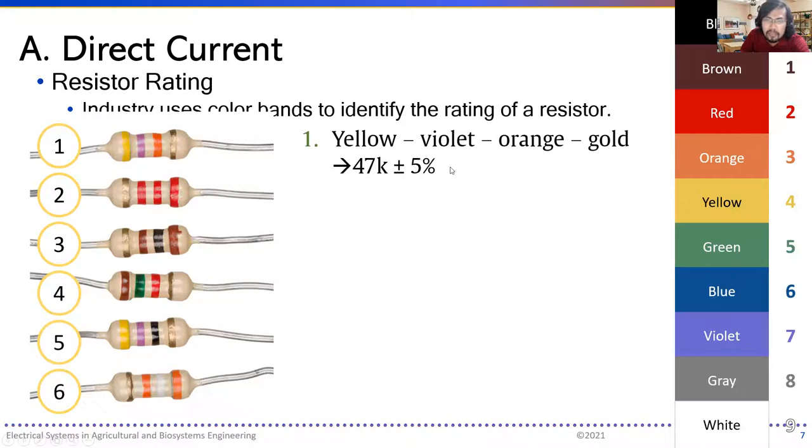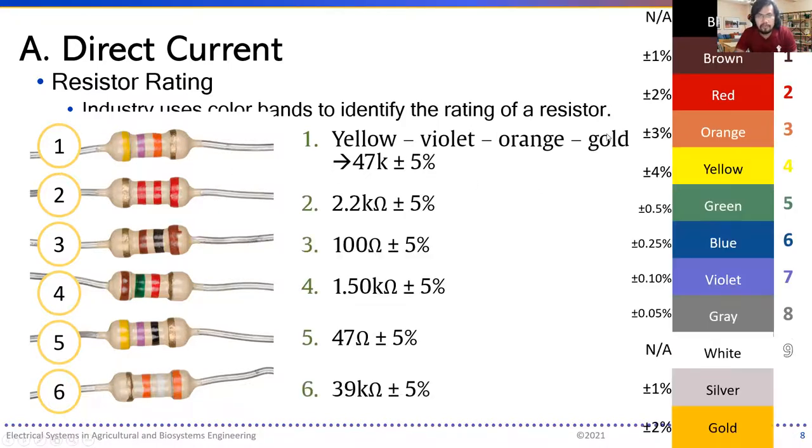Now the gold is representative of 5%. Should be 5%, right? So gold is 5%. So this is the final listing. So this is plus or minus 5%.